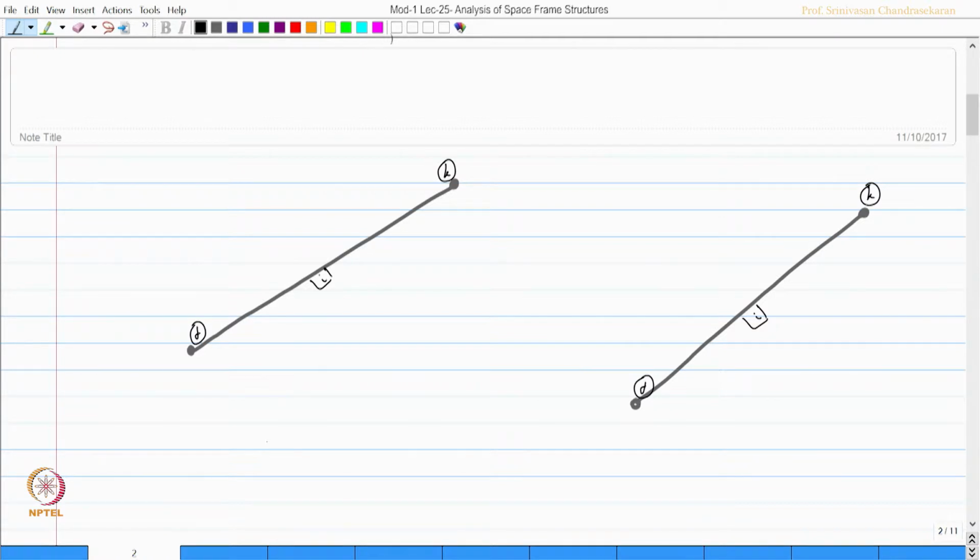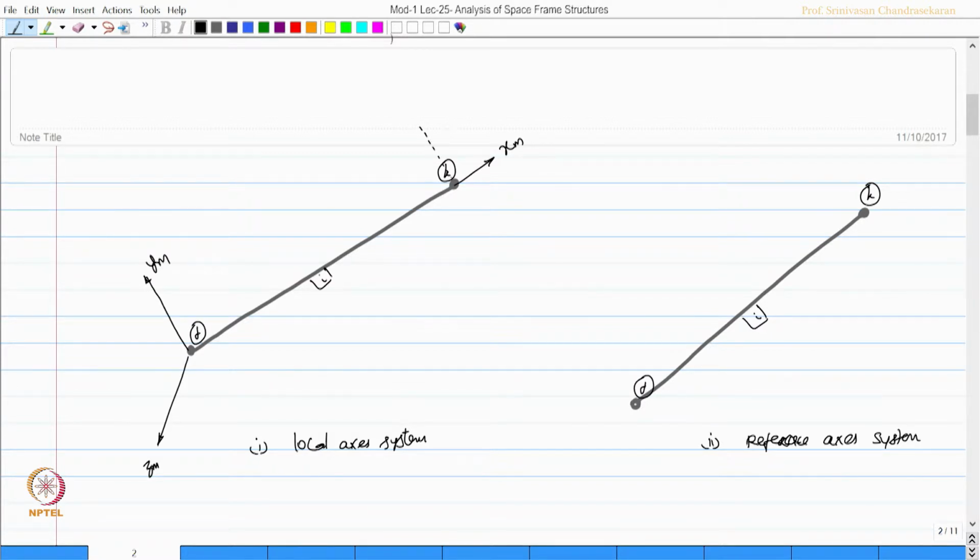As usual, this figure is going to mark the local axis system, and this figure is going to represent the reference axis system. If this is the member orientation, we all know that this is going to be my xm, 90 degrees anticlockwise to that is our ym, and this is z. This of course is true in both the cases. Let us mark the axes for marking the degrees of freedom in both joints.